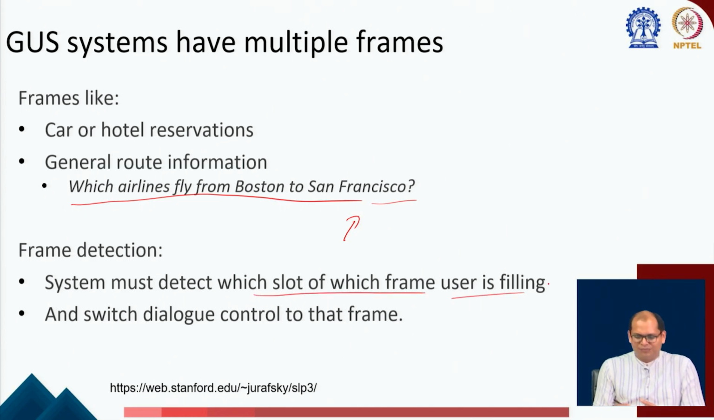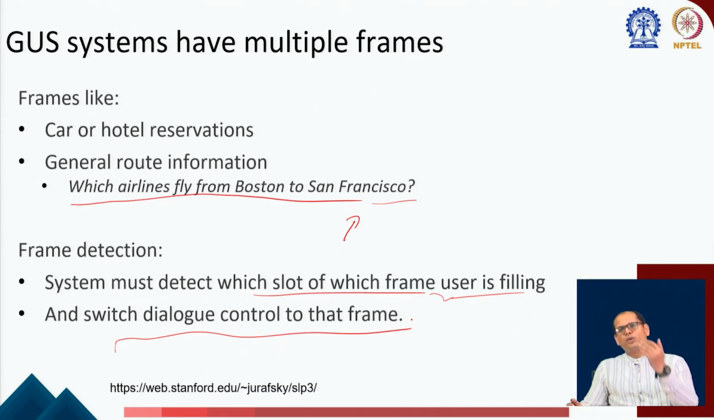So detect which frame is being talked about, and for that frame which slots are being filled already, because it is not a good idea to ask the user again whatever values the user has already provided, right? So this will interrupt the flow, and the user may not be very much interested in using the system. And whenever a new frame has been switched, you have to switch dialog control to that frame. So you may be doing multiple frames in the same dialog, and you have to switch control.